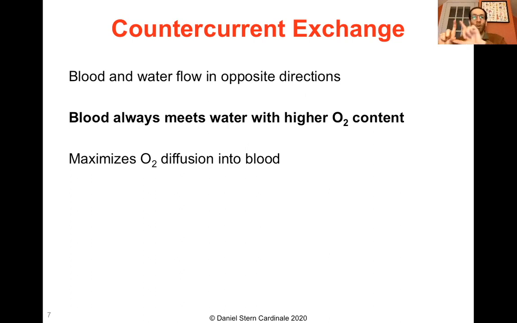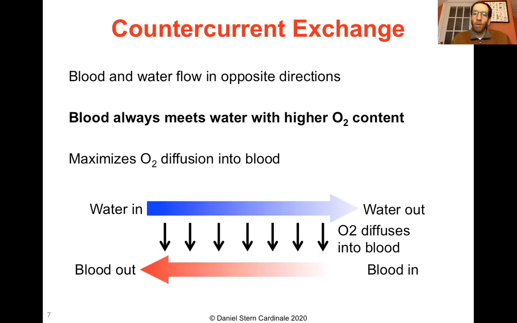So for the entire duration of the exchange, oxygen is flowing from the water into the blood. It maximizes the diffusion of oxygen. Here's a representation of how countercurrent exchange works. We're going to look at the side of this exchange structure where the water enters. So on the left here, we have water entering the structure.